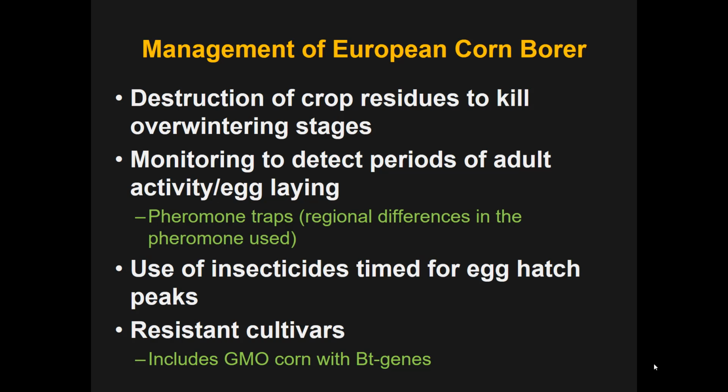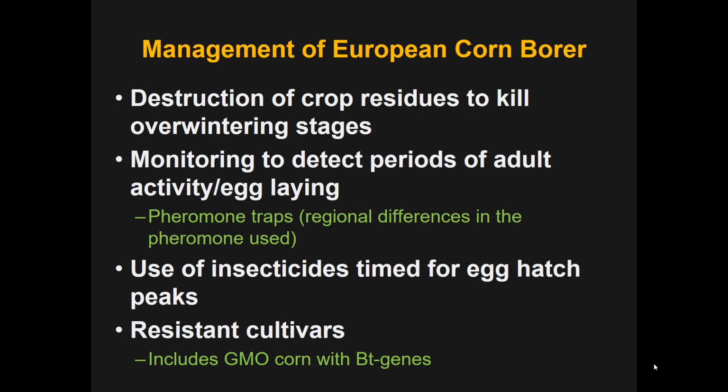You can monitor to detect periods when the adults are out, and when they're out and laying eggs, there are pheromone traps for European corn borer used extensively. However, and this is a little odd, there are regional differences in the pheromones that are used. So the ones in the northeast part of the country use a slightly different pheromone than the ones found elsewhere. So you may want to look into that a little more to see which of the two pheromone blends are best for your corn borers.